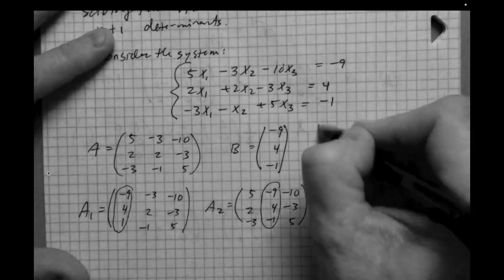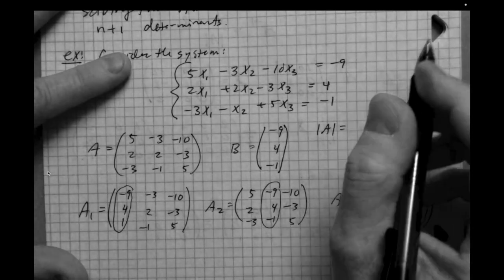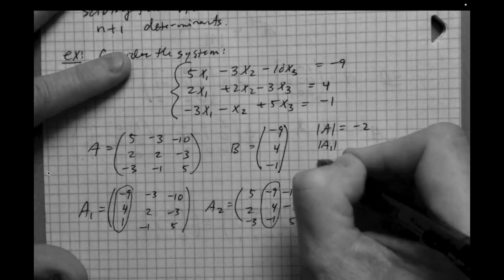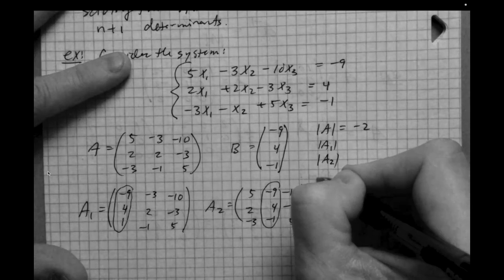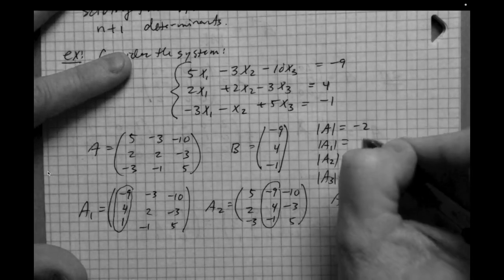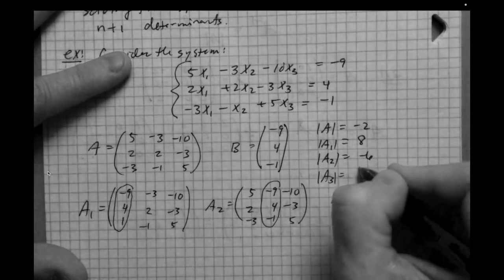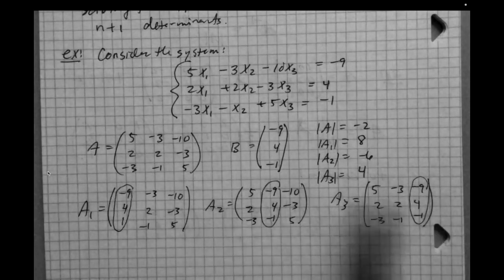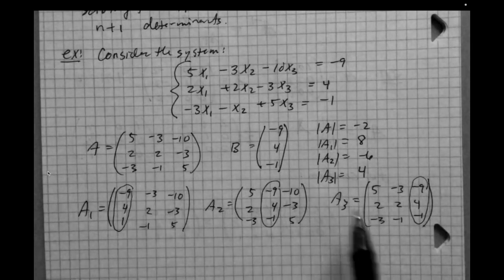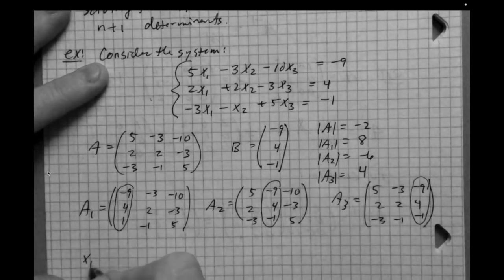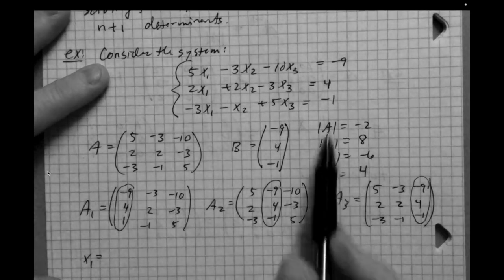I've done this work ahead of time, and I'll just tell you the answers and you can confirm on your own. The determinant of A is negative 2. The determinants of A1, A2, and A3 are 8, negative 6, and 4. That's just a matter of figuring out how you want to calculate these determinants. In this case, these are not super easy to calculate, so it might take a little effort. But once you have these, the solution to the system is found by just doing the division.